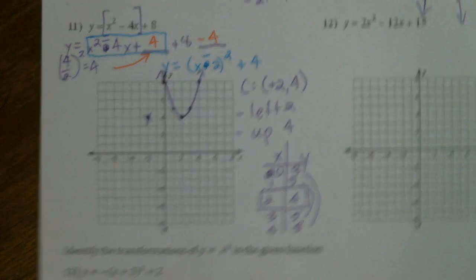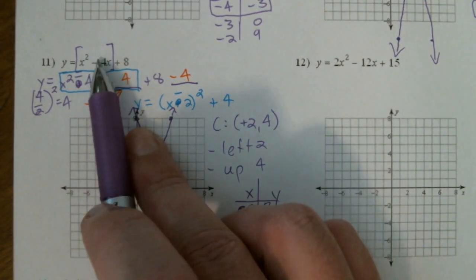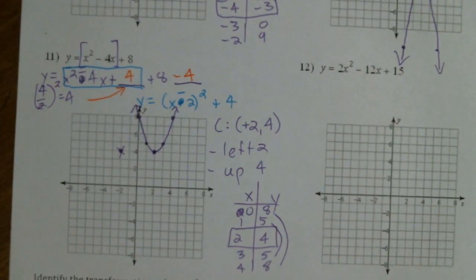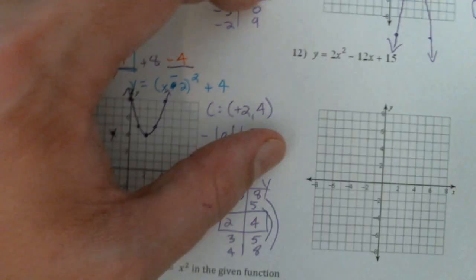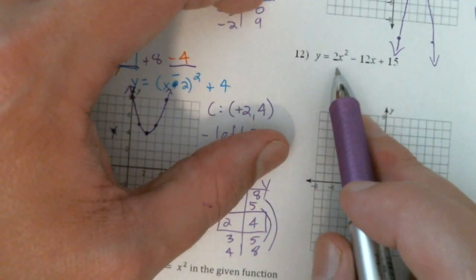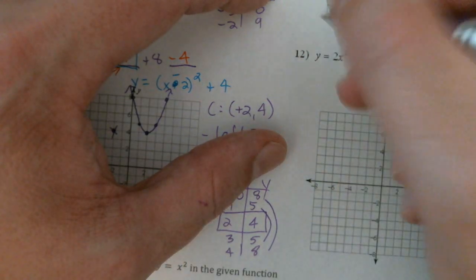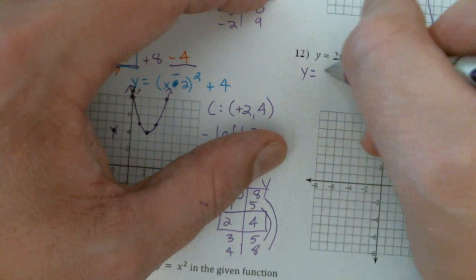Let's move on to the next one. Ooh, a little tricky, guys. What's different about this one and this one? This one has an a value in front of it. Okay, so again, I went over this in the previous video on this lesson, but let's refresh our memory. Guys, I cannot complete the square unless that is a 1. It is not a 1, it is a 2. So I must factor out that 2.